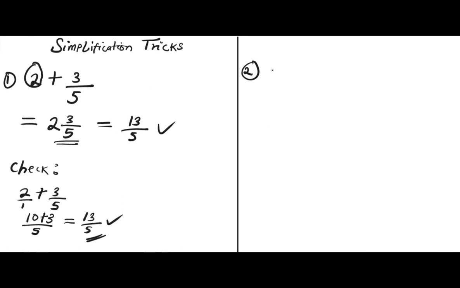So let's take example 2. We have 5 plus 7 divided by 3. We are going to take this 5 and attach it to 7 over 3. So the answer is 5 and 7 over 3. Or if you want to change it to an improper fraction, we have 3 times 5, that is 15. 15 plus 7, and we have 22 divided by 3.